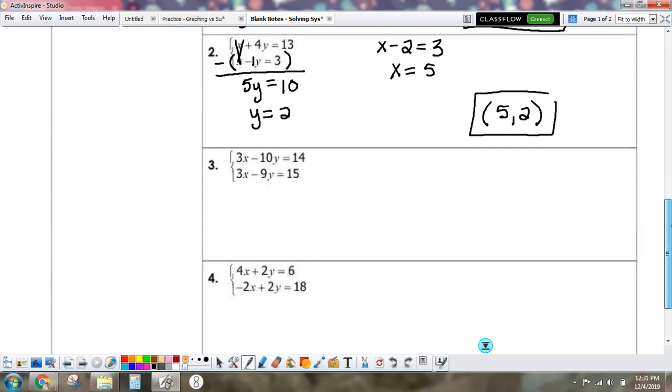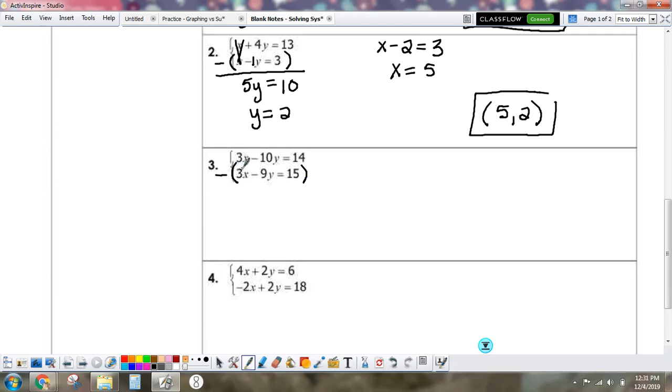Number 3, same idea. However, this time we don't have a 1 as our coefficient. This time our common coefficient is a 3. So our x's are lined up, our y's are lined up, and our numbers are lined up. So what we're going to do is go ahead and eliminate one of these. So I'm going to go ahead and subtract, because that's going to be how I eliminate here.